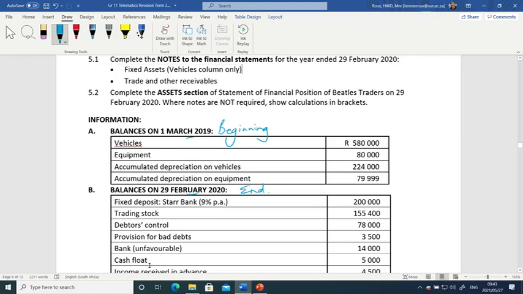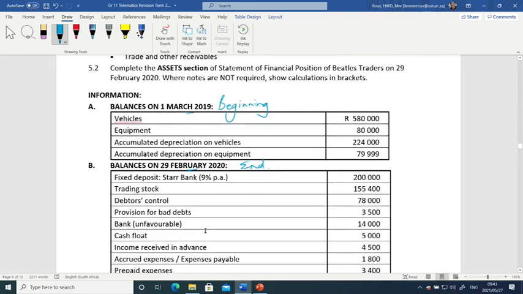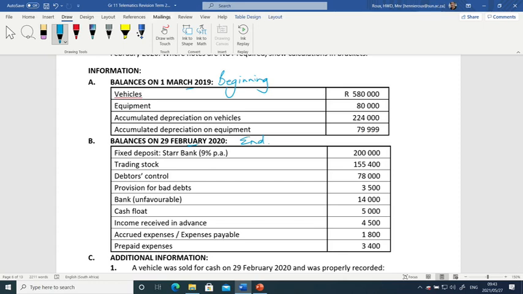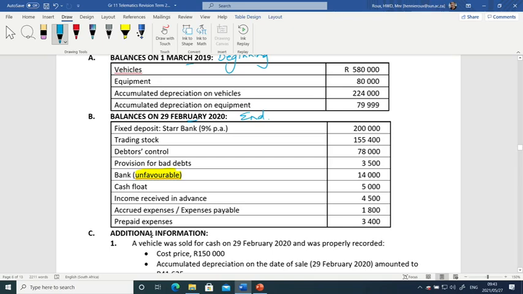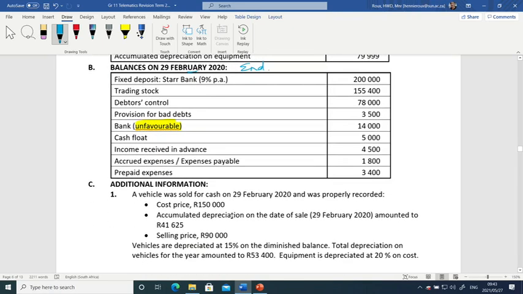Fixed deposit, trading stock, debtors, provision, bank. Bank is unfavorable. They only ask us to show the assets part of the statement. So therefore, we will not put that bank in there. Cash float, income received in advance, accrued expenses, prepaid expenses. Let's first do the note for fixed assets.